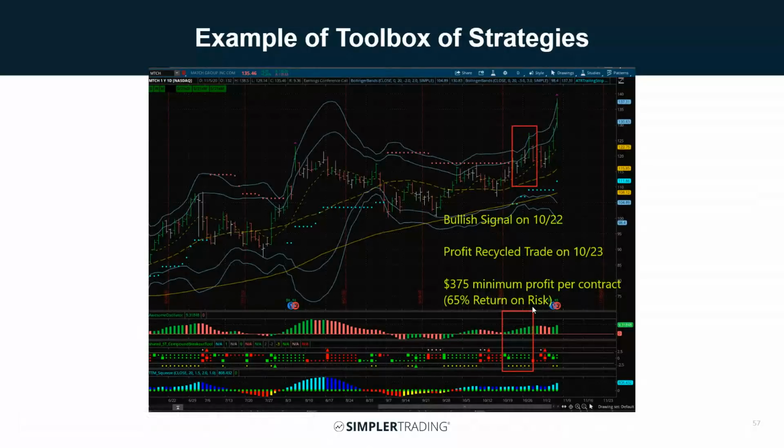And in the case of Match, I didn't get any extra profit, right? So the minimum profit was my total profit on this trade. But the best part was I didn't have another trade out there that had capital risk that I ended up losing on, right? So instead of taking a loss, my worst case scenario was this minimum profit.